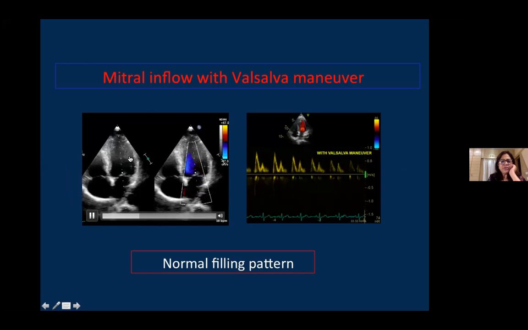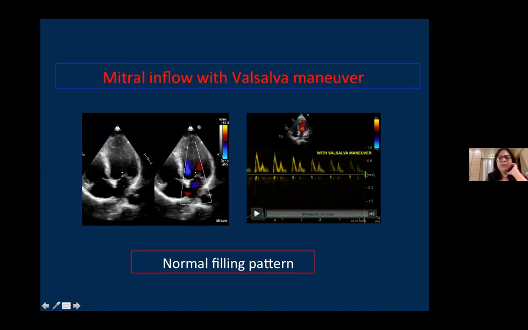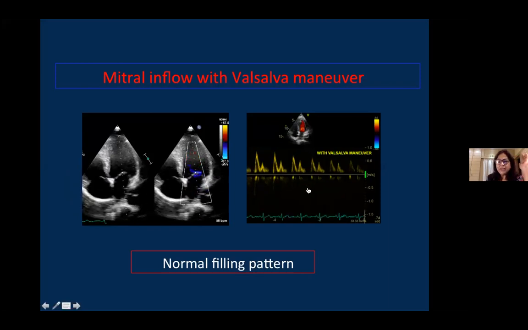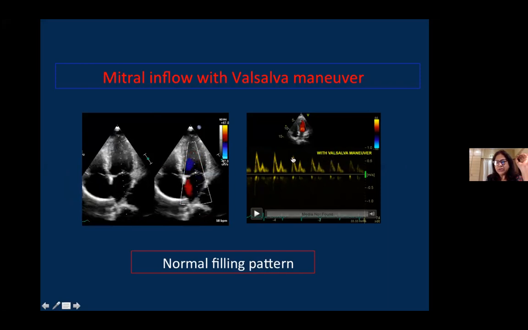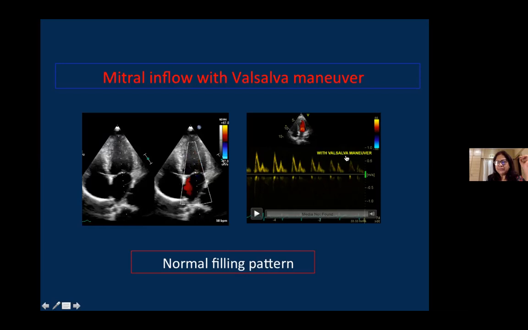This is the first patient with a normal heart, and I get E wave more than the A wave. Now I ask the patient to do the Valsalva maneuver, forceful expiration with mouth and nose closed. As the patient does the Valsalva maneuver, look at the flow pattern. Here, the patient has started doing the Valsalva. Look how the E wave as well as the A wave are reduced in velocity, keeping the ratio of E and A the same. So this is a normal pattern.